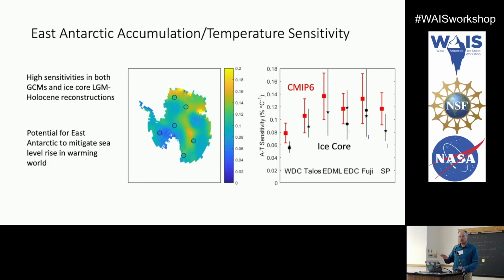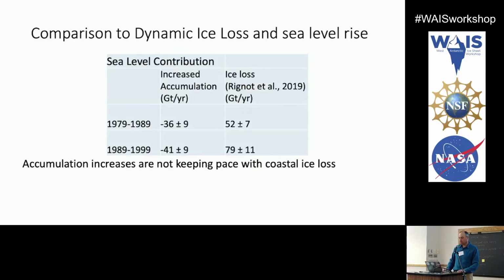So certainly, with this analysis cutting off in 2000, there's definitely the potential for significant mitigation in East Antarctica going into the future. I will say that our results suggest that the mitigation we have seen in the later part of the 20th century is not keeping pace with the ice dynamic losses. Here, roughly a factor of 2 lower. So it's unlikely to be able to offset that, but it still could have some significant mitigation.